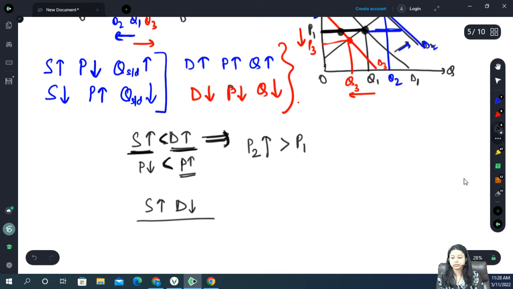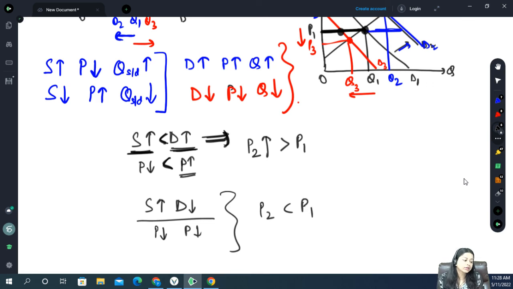Now, what if I say supply increases and demand falls? Then supply increases means that price will fall. Demand falls means price will fall. So finally, in this case, we can completely determine that P2 will be less than P1.